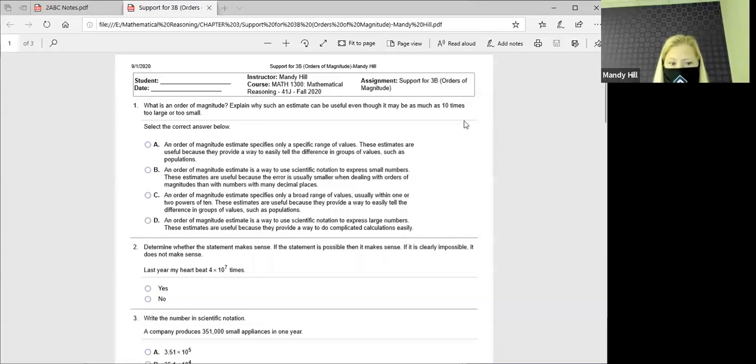Okay, so this is going to be very short. It's a brief introduction. Then we're going to go into chapter 3, section B, immediately after that. So it says, what is an order of magnitude?